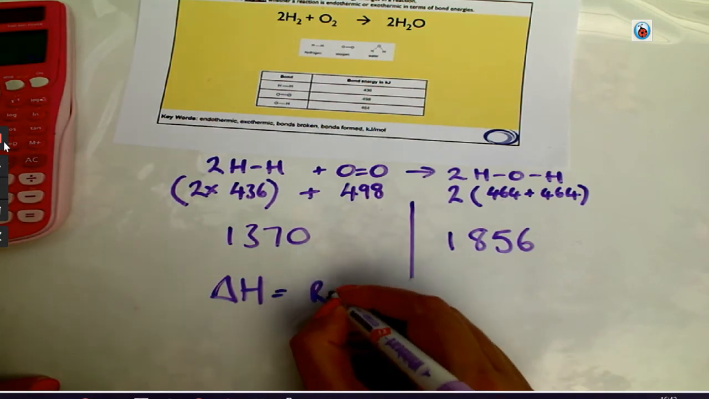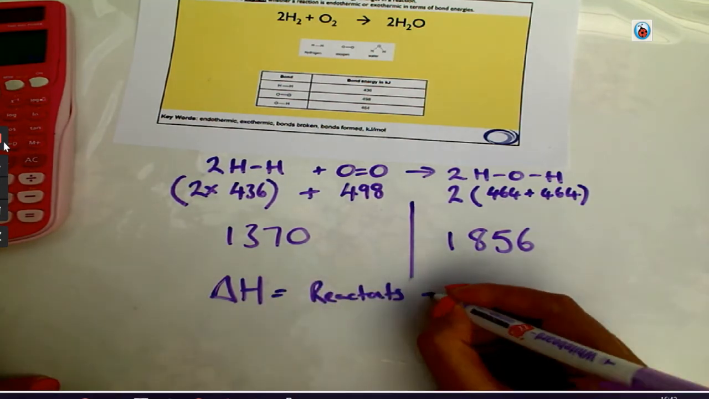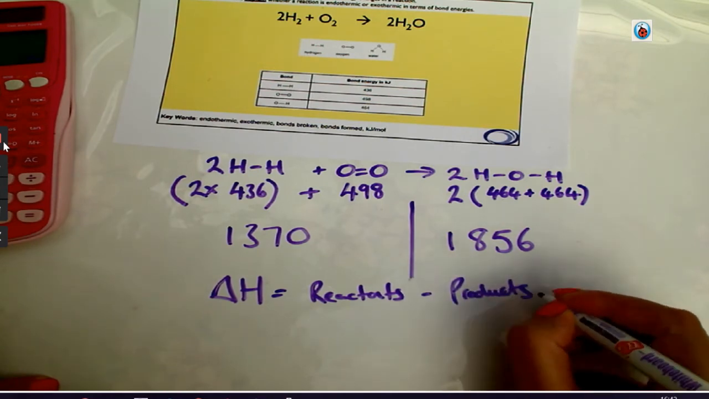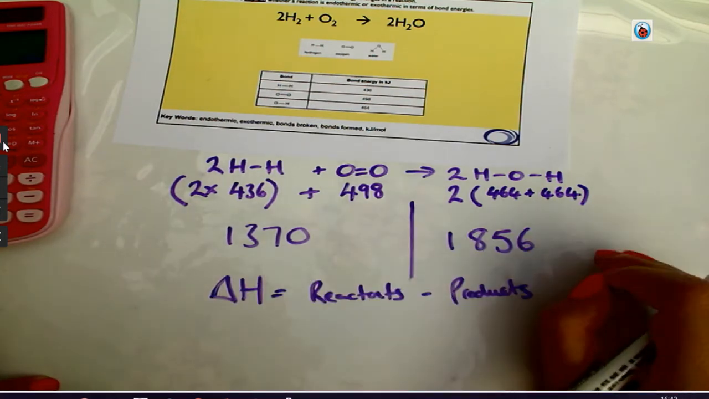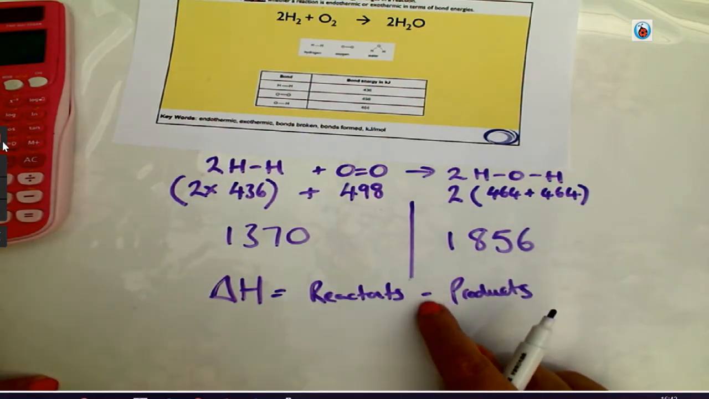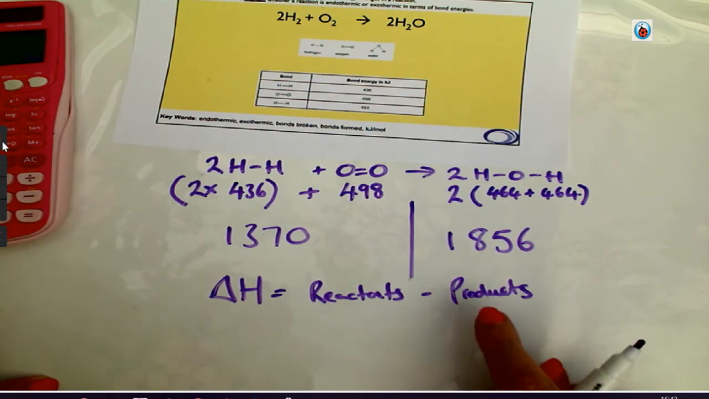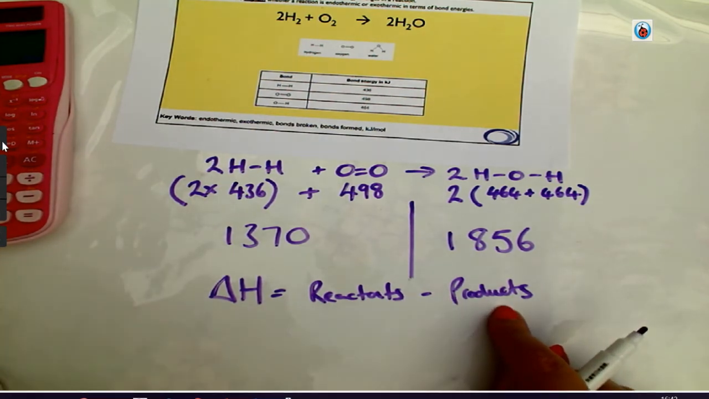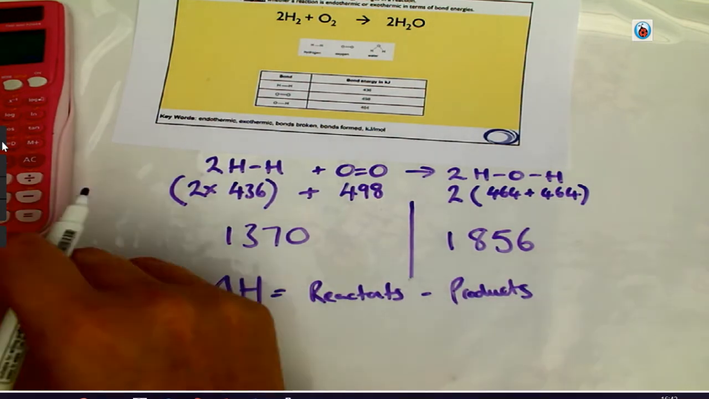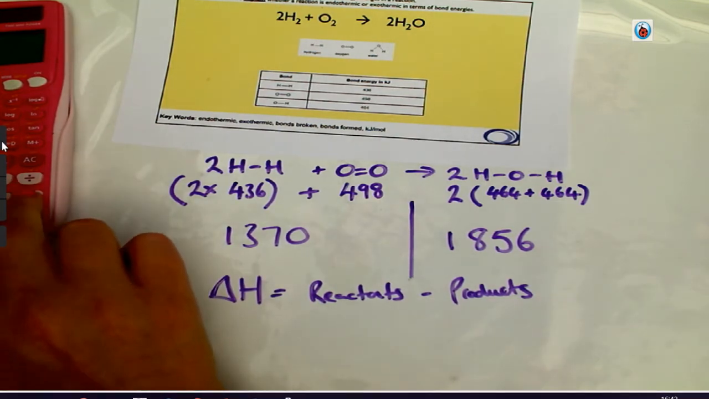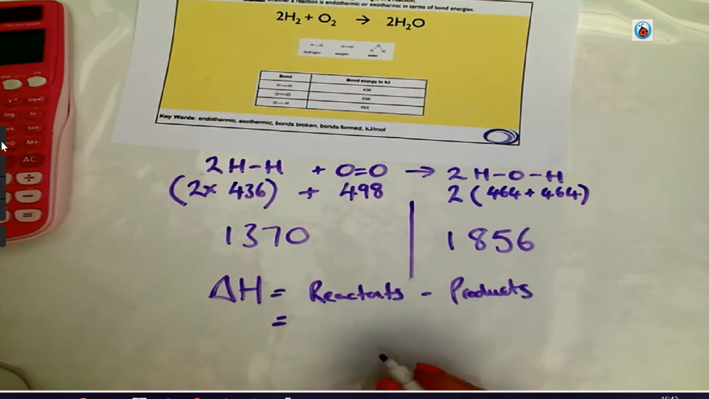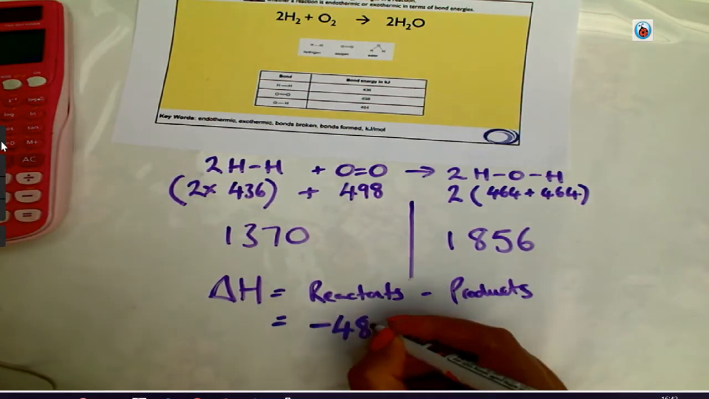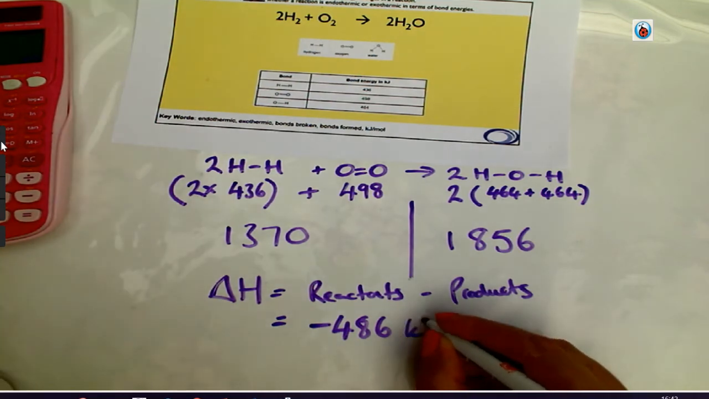Okay, now the overall energy change or enthalpy change, delta H, is the reactants minus the products. So it's the energy taken in breaking the bonds of the reactants minus the energy that is released forming the products. Now think about that. That energy is released. That's why it's negative. It is lost to the surroundings. It goes out of the reaction. So 1,370 minus 1,856 gives us a delta H energy change of minus 486 kilojoules per mole.